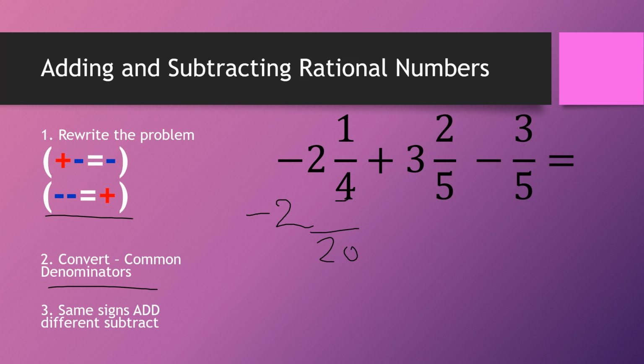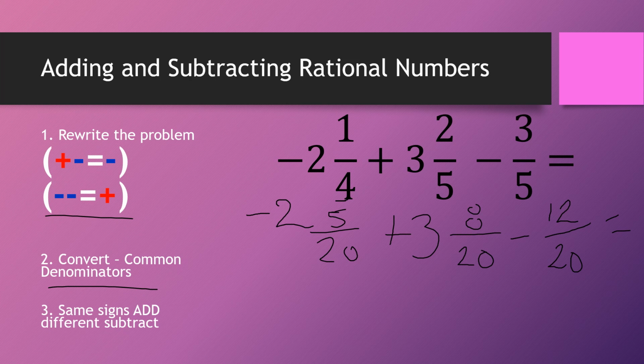And I'll also have to multiply my numerator by the same number. I'll have to multiply 5 by 4 to get to 20, which means I'll have to multiply my numerator by 4 as well. So now I rewrote the problem: negative 2 and 5/20 plus 3 and 8/20 minus 12/20.